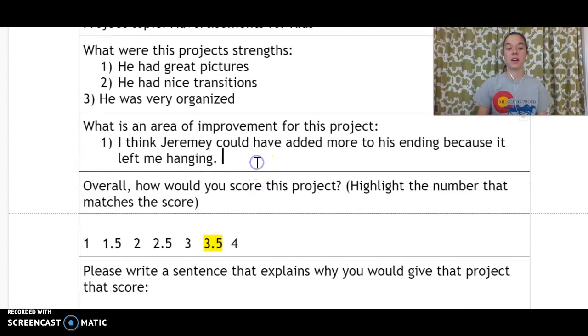Then we want to look here. So what is an area of improvement? Don't just write a word. Please write a complete sentence. I think Jeremy could have added more to his ending because it left me hanging. If he just looked at this and or just heard from you the word ending, that doesn't help. But now that I know, oh, it left me hanging, that helps me, right?